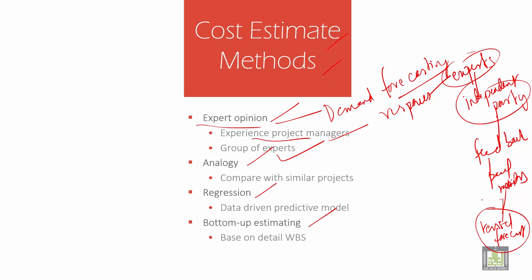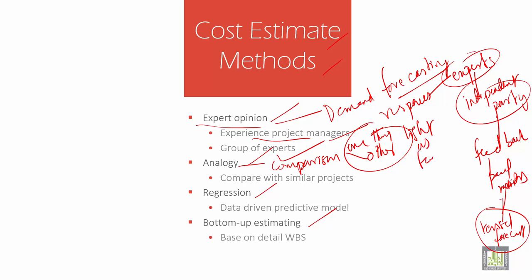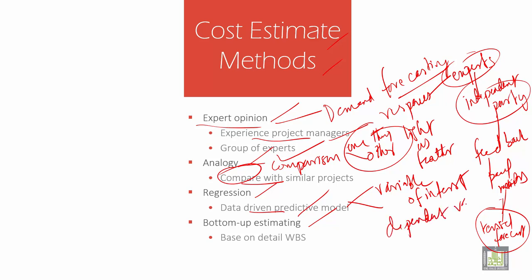And what is analogy? Analogy is a comparison between one thing and another. It's a comparison technique, like light as a feather. Like this, you compare something with the other one. Regression is a predictive model driven by data. It talks about how a variable of interest, the dependent variable, is affected by the independent variable. This is how regression is done.